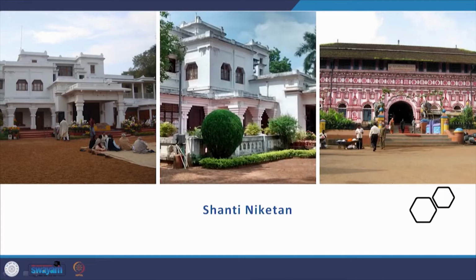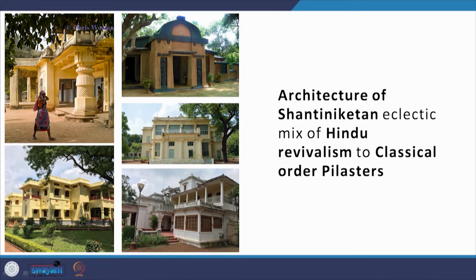Now, one other example of revivalism was Shantiniketan under the mentorship of Rabindranath Tagore. And the architecture of Shantiniketan was not purely from Indian historical examples or revivalist, it also carried with it certain European tendencies. For example, it was an eclectic mix of Hindu revivalism that, for example, you see in the column here, or in some other features, for example in this building here, which is a direct derivation of the Chaitya Hall or Chaitya Graha, to classical order pilasters that, for example, you see here in this house. So, there is a mixture of identities within the Shantiniketan.